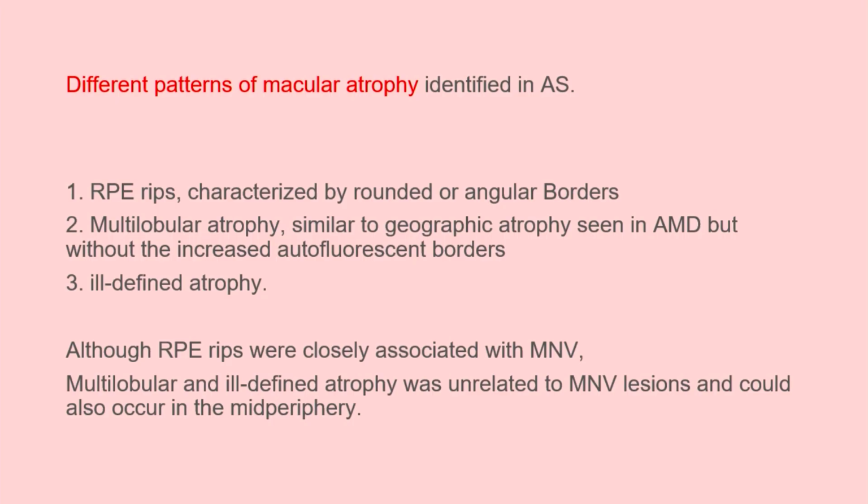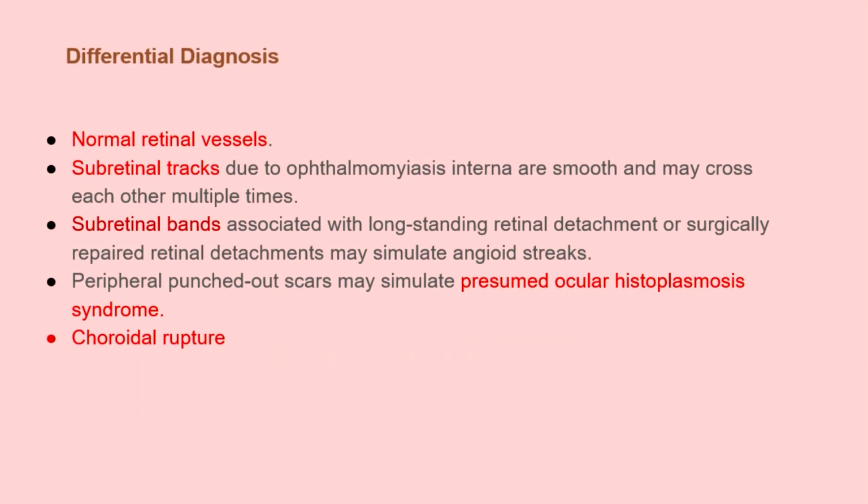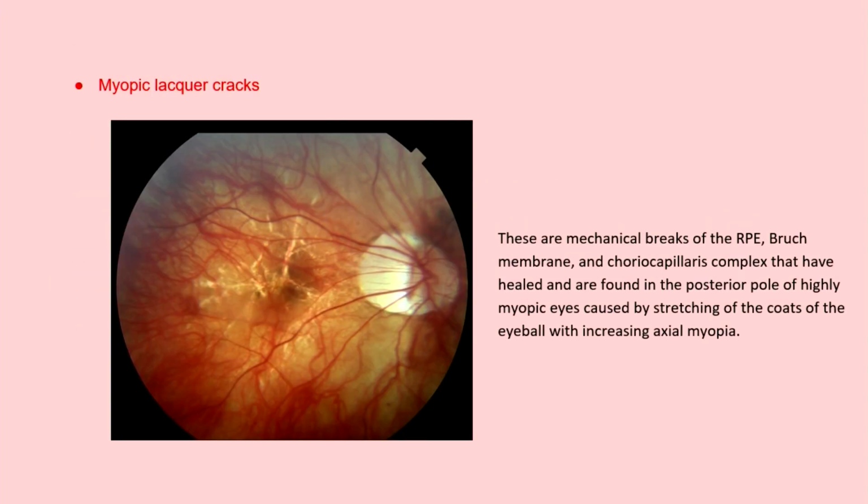So the differential diagnosis includes mainly normal retinal vessels, and subretinal tracts due to ophthalmomyiasis, which is a larval infection, and subretinal bands in long-standing RD, and the peripheral punched out scars like comet tail may be presumed ocular histoplasmosis syndrome, and choroidal rupture in case of trauma.